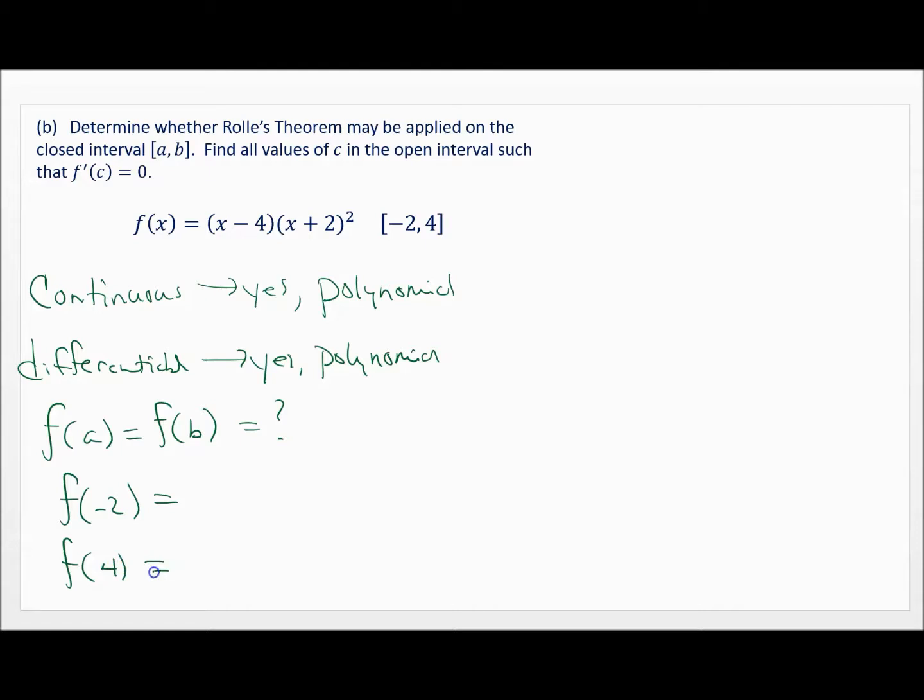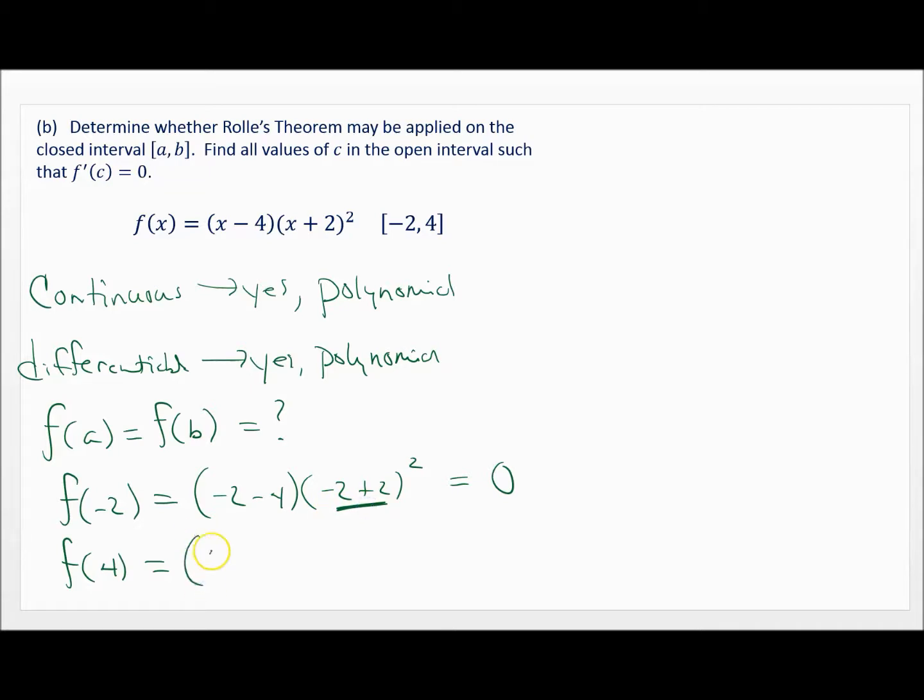Well, let's find out. We have to show it. So I've got negative 2 minus 4. I'm plugging into my function. Negative 2 plus 2 squared. What does that equal? 0. How did I know so fast? Right here. And when you multiply by 0, your answer is 0.